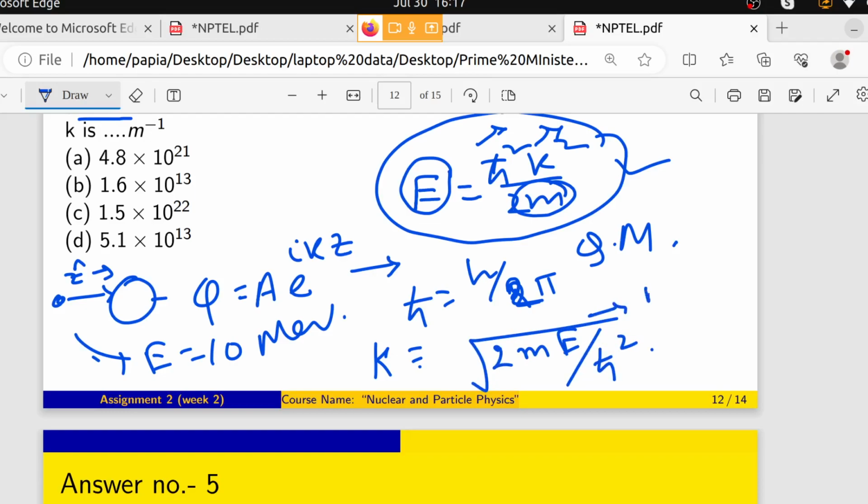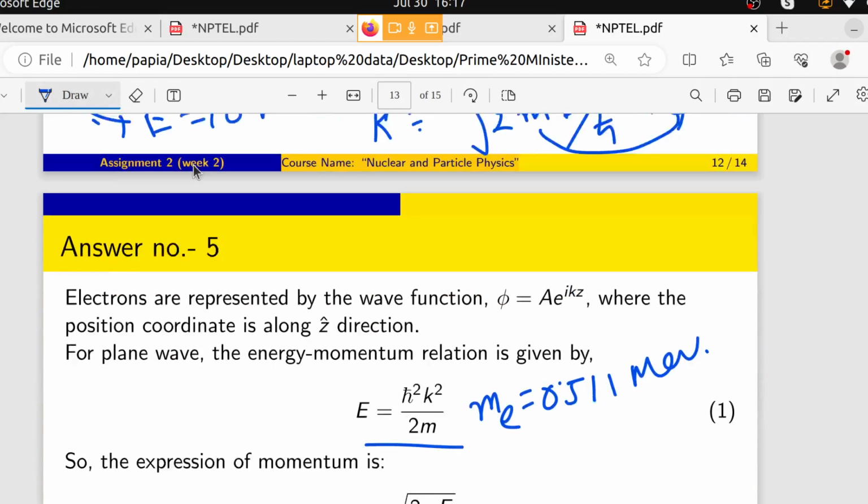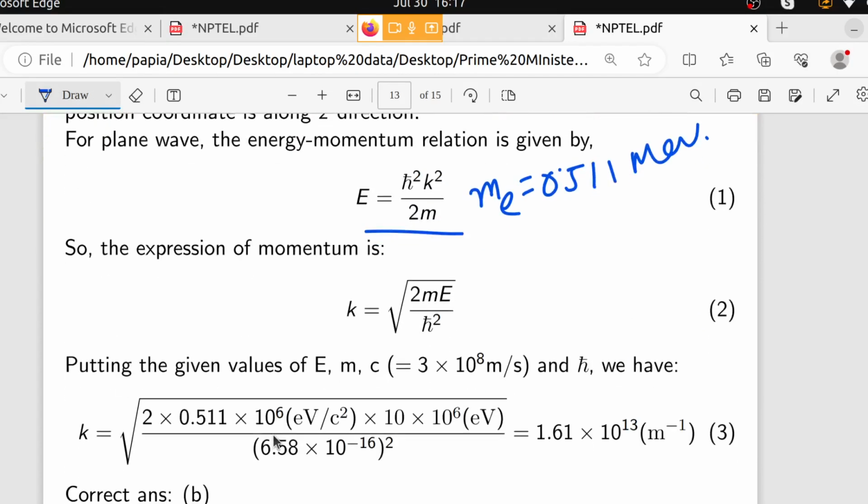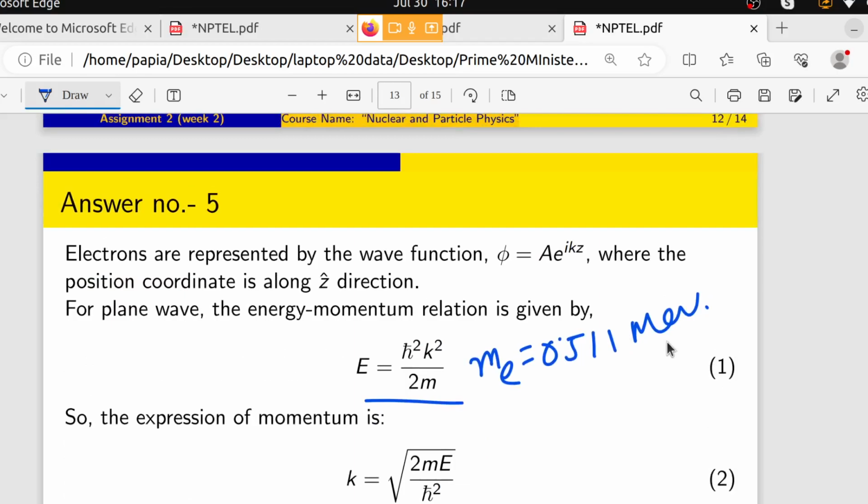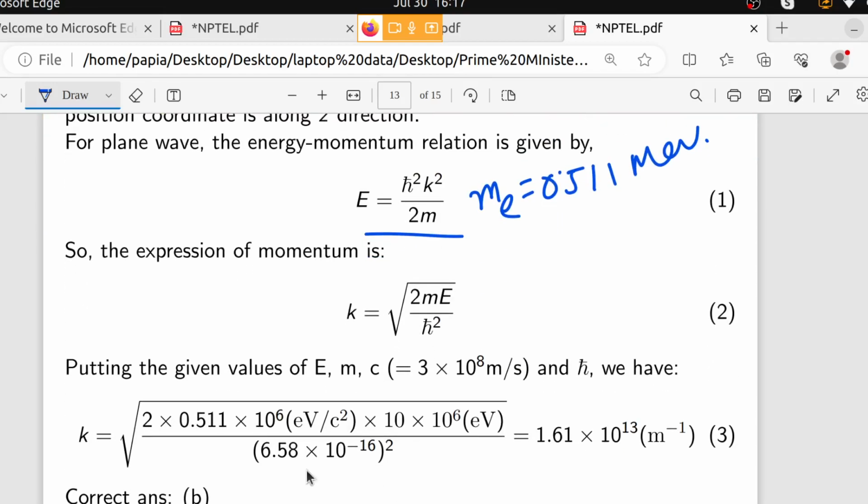E is in MeV, and m we can take in MeV also. For electron, what will be the value of m? For electron, m will be 0.511 MeV. Okay, so just put these values here. We convert MeV to eV, so it is 10 into 10 to the power 6 eV, and then h bar is given there. If I put the h bar value here, then we get the expression for k. k is 1.61 into 10 to the power 13 meter inverse.